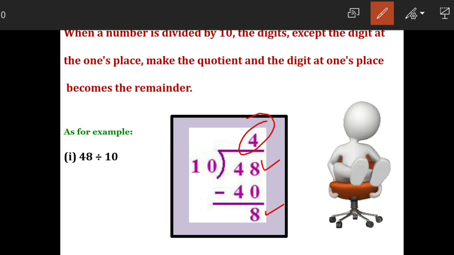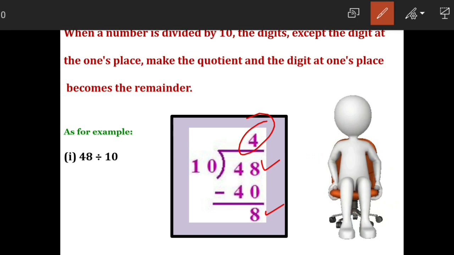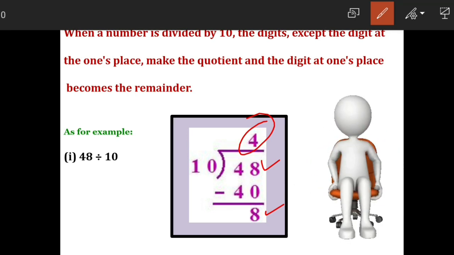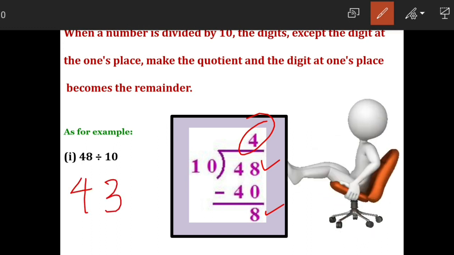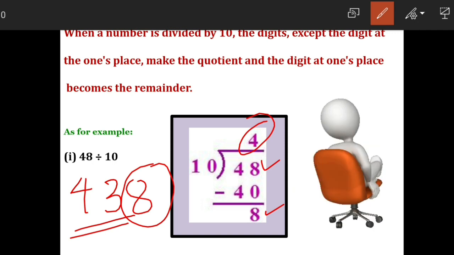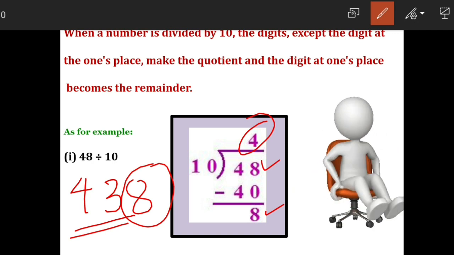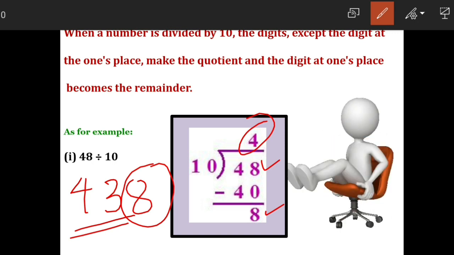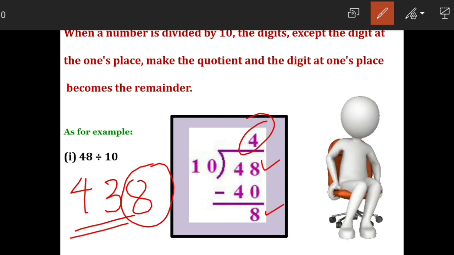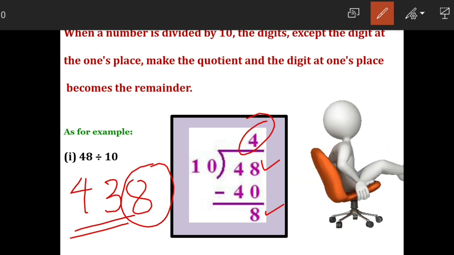So when we divide a number by 10, the digits except the digit at one's place make the quotient. If the number was 438, then 8 will become the remainder and 43 will become the quotient. So the number in the ones place becomes the remainder, and all the numbers to its left become the quotient.